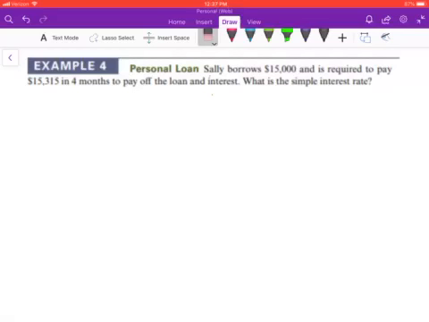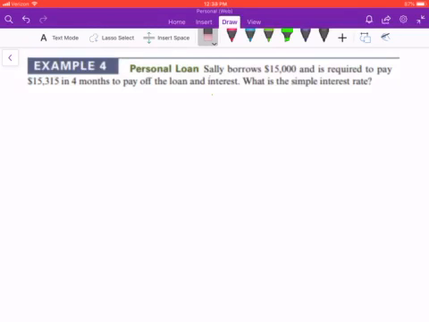This video will cover section 5.1, Math 1324, example 4, 5, and hopefully 6. So, for this problem, we're going to use the same formula that we used previously for simple interest.